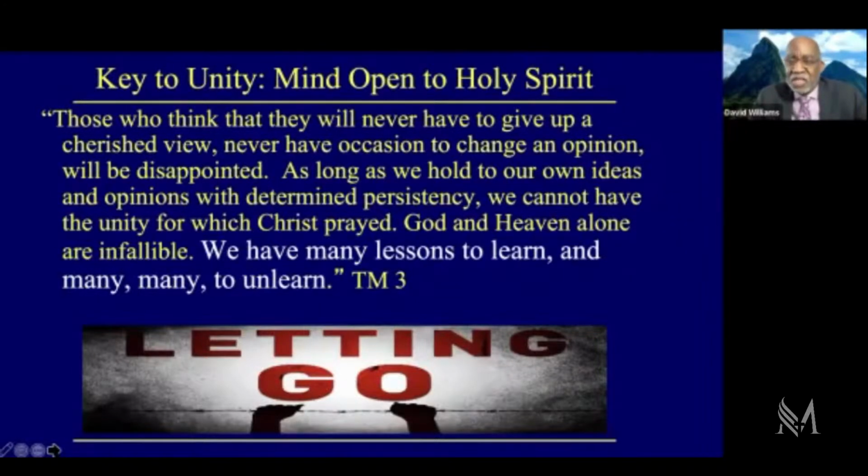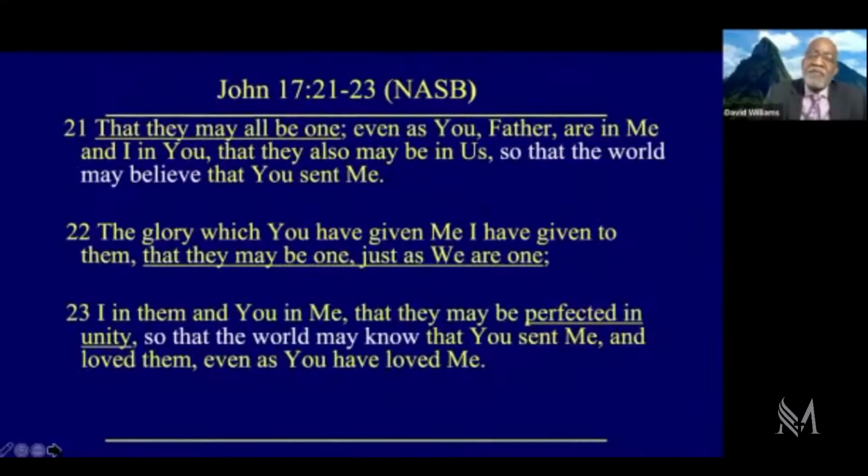Testimonies to Ministers, page 3. Spirit of Prophecy says those who think that they will never have to give up a cherished view, never have occasion to change an opinion, will be disappointed. As long as we hold to our own ideas and opinions with determined persistency, we cannot have the unity for which Christ prayed. God and heaven alone are infallible. We have many lessons to learn and many, many to unlearn, almost like we have twice as many lessons to unlearn as those we have to learn.